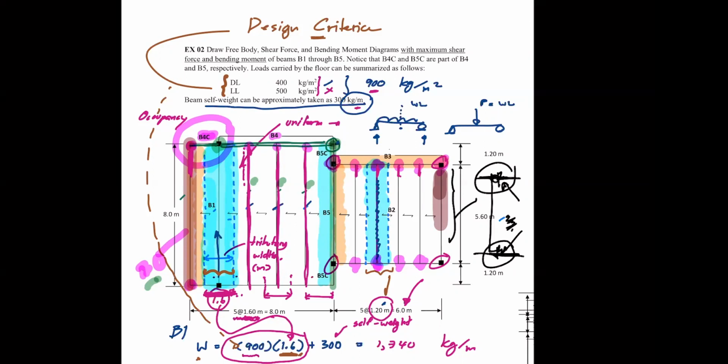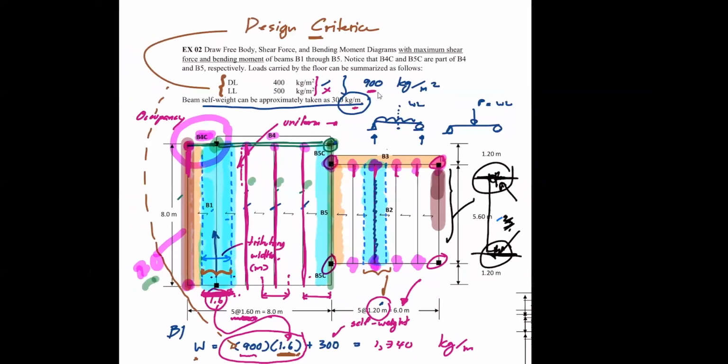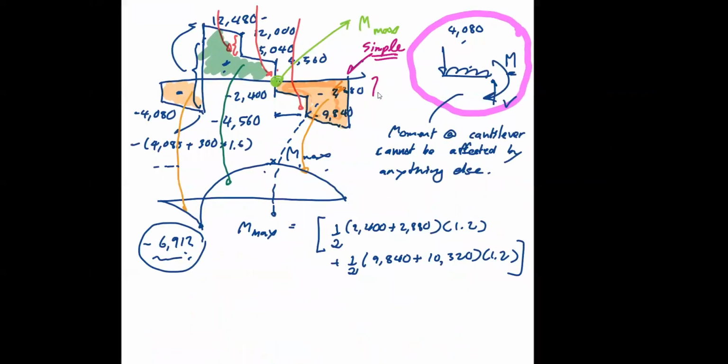So each length is 1.6. Which one? You mean the tributary width on the right? Which one are we talking about? Am I missing something? You mean M max? B4, yeah, that's why 1.6. Thank you. This should be 1.6, right? That's what you mean. Yes, 1.6. It's B4. I looked at the wrong beam. Okay, thanks a lot. So this should be 1.6, not 1.2.